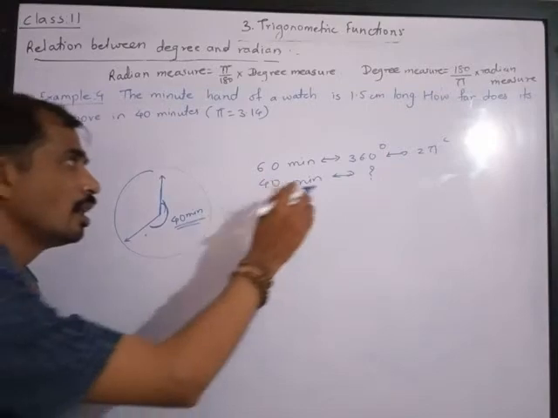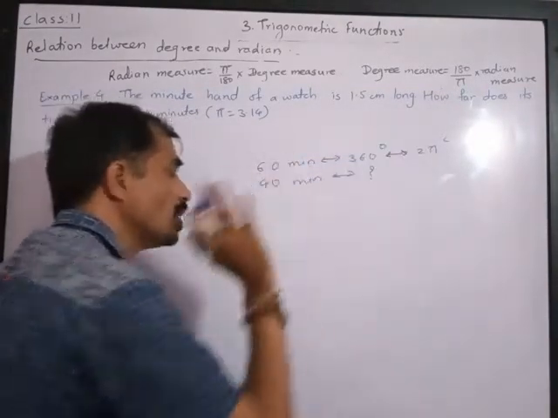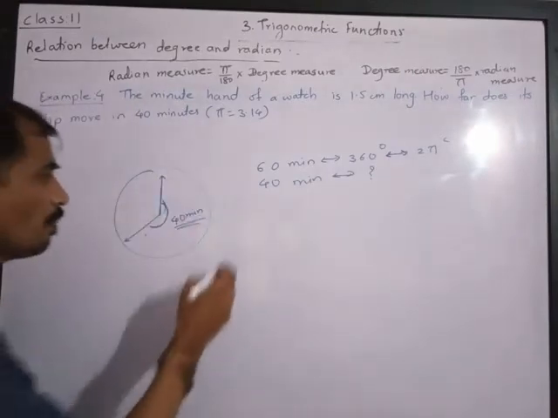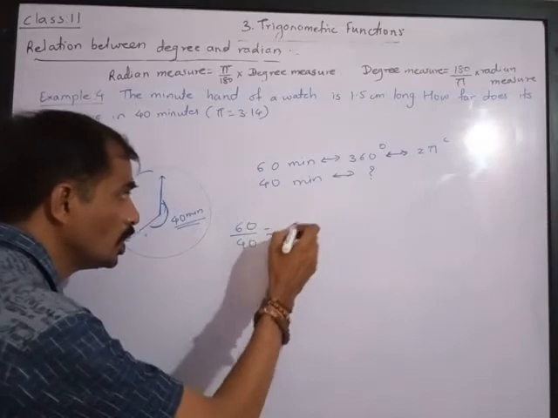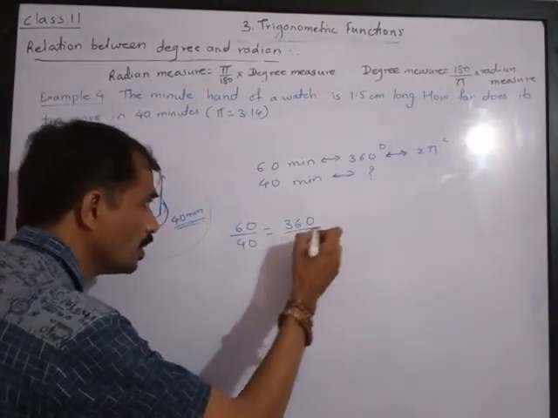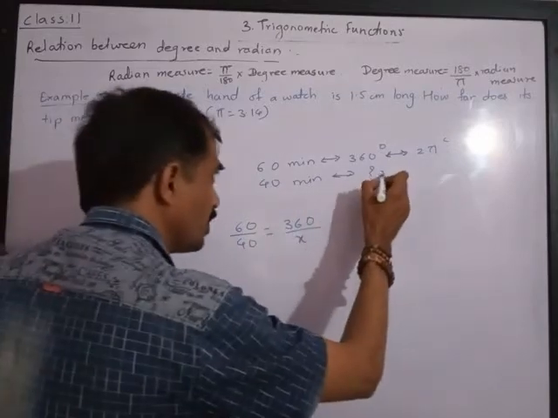If you have seen my earlier videos, you will notice that we keep this correspondence ratio as it is, meaning 60 upon 40 is equal to 360 upon x degrees.